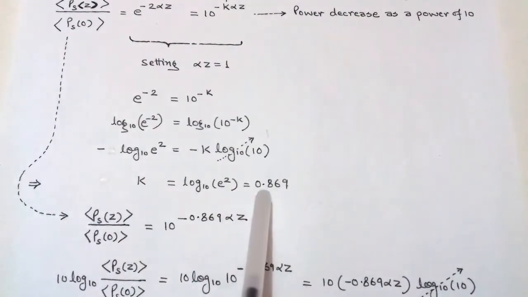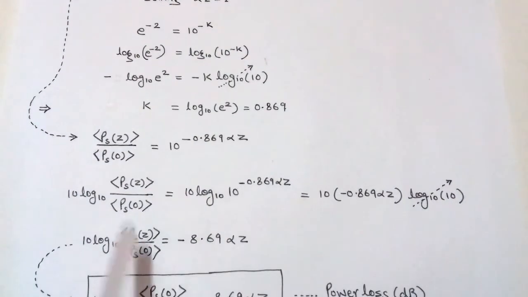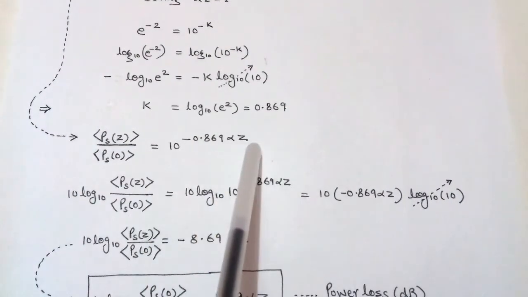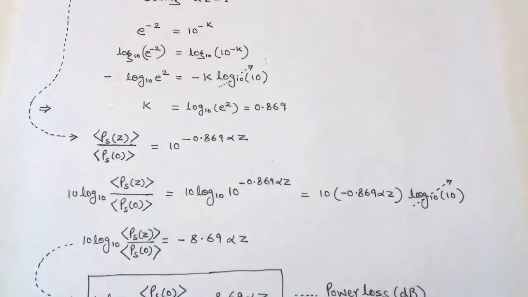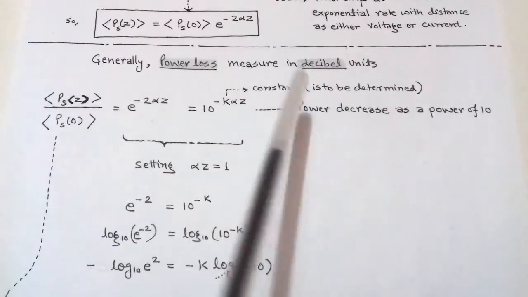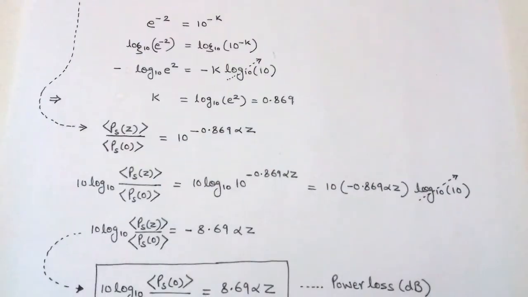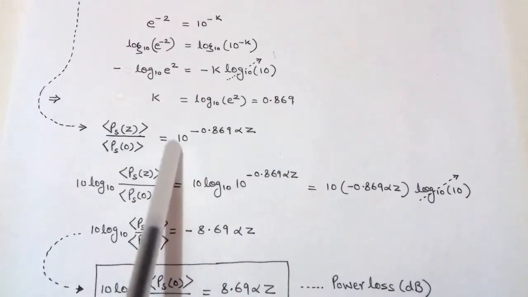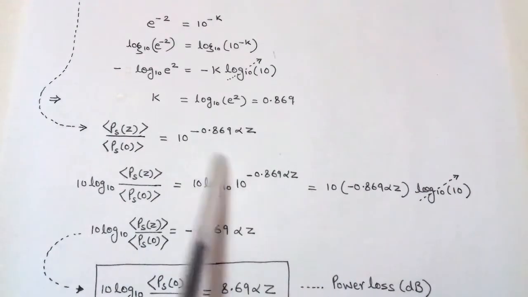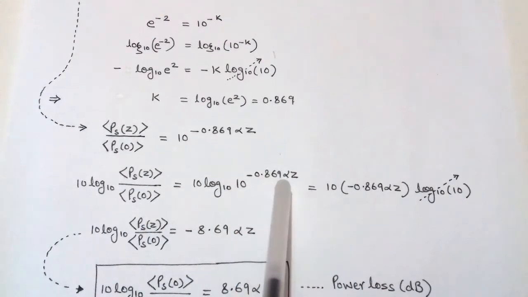So after putting the value of k, we get the ratio equal to 10 to the power minus 0.869 alpha z, and we have to determine the power loss, that is the ratio in terms of decibel unit. For this we multiply by 10 log to base 10 on both sides. So after taking 10 log to base 10 on both sides, the right side becomes 10 log of 10 to the power minus 0.869 alpha z.